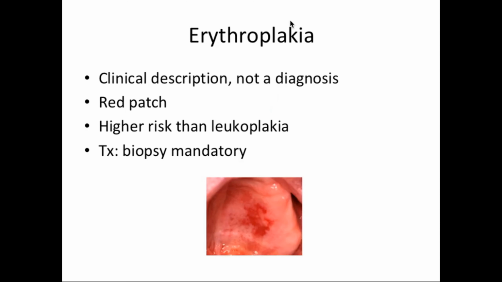Next, we have erythroplakia, which is a red patch. So erythro meaning red, leuko meaning white. Again, same deal. It's a clinical description, not a diagnosis. This has higher risk than leukoplakia of a malignant transformation, and even a higher risk is erythroleukoplakia, which is both a white and red mixed lesion.